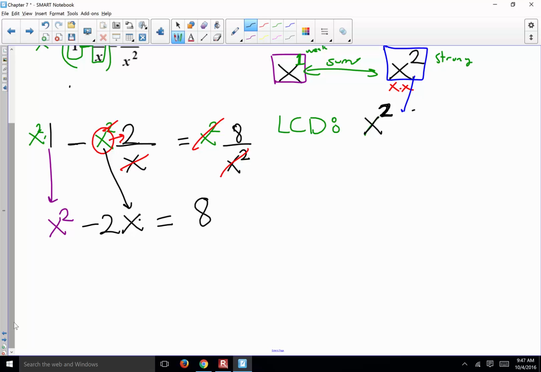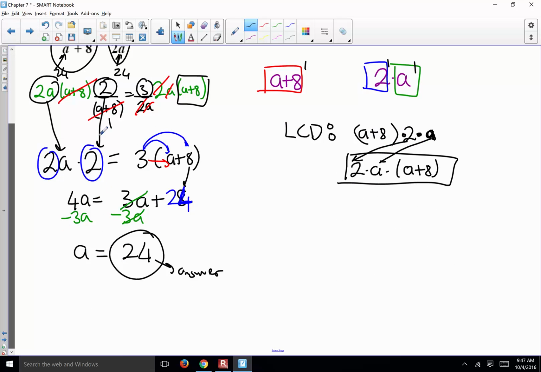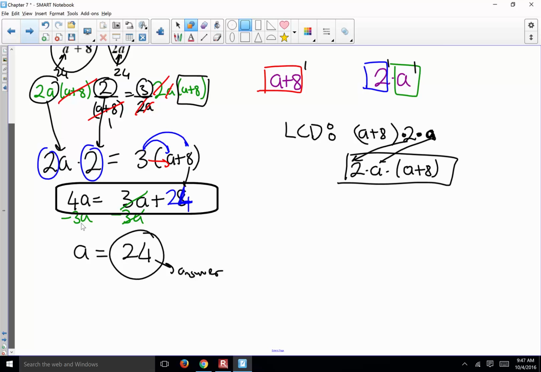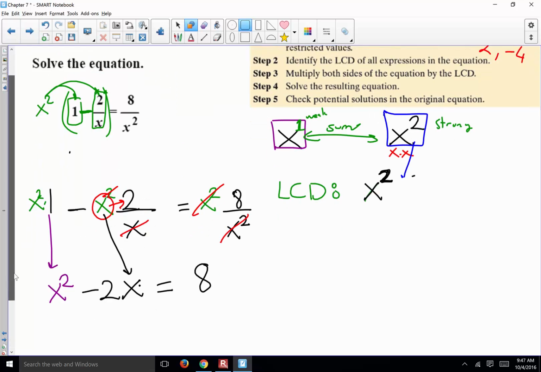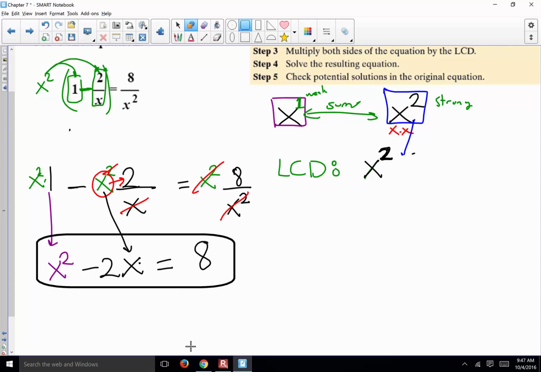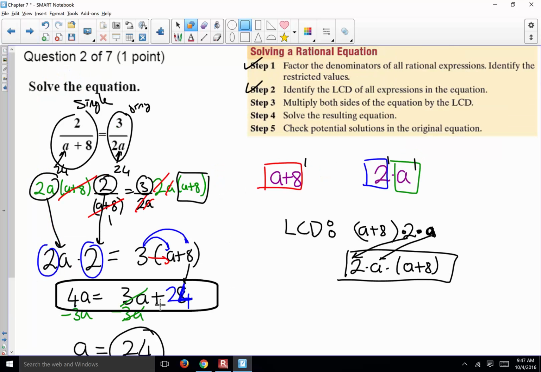Now, can you leave x all alone on one side? Compare this equation to this one. What do you see different? Look, take a look at this one. Compare this versus this one. Just imagine a is here. A squared minus 2a, 8. 4a, 3a, 24. What's the difference? They're already on the same side.